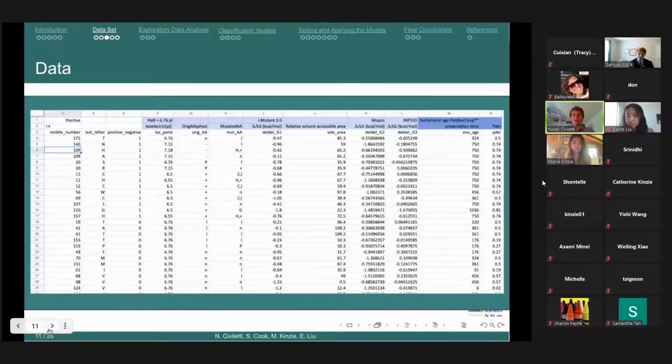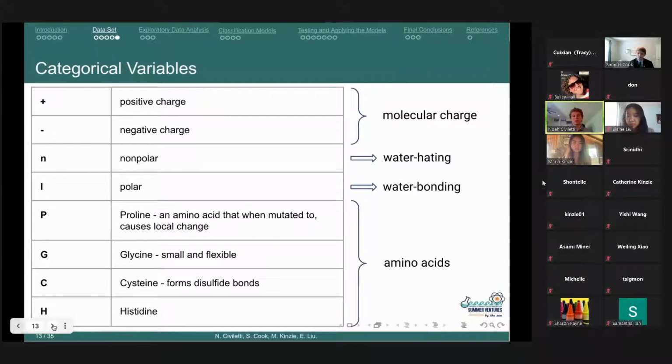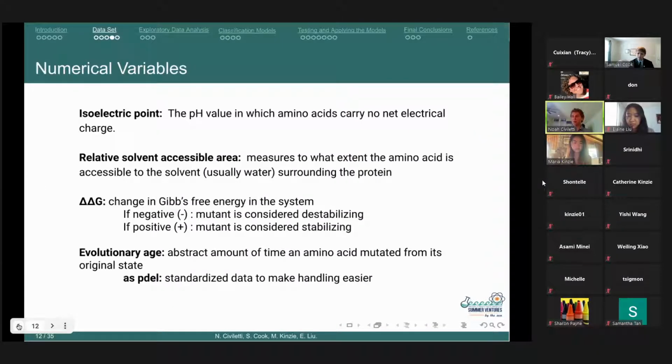Here are a few vocabulary words that we are going to be discussing throughout the rest of our presentation. First is isoelectric point, which is the pH value at which amino acids carry no net electrical charge. Solvent area represents the measure of how much solvent the amino acid has access to. Delta delta G represents the change in Gibbs free energy, and a negative delta delta G represents that the mutation destabilizes the amino acid, and the opposite is true for positive. Evolutionary age is the amount of time since the amino acid mutated from its original state, and p-del is just a standardized version of evolutionary age.